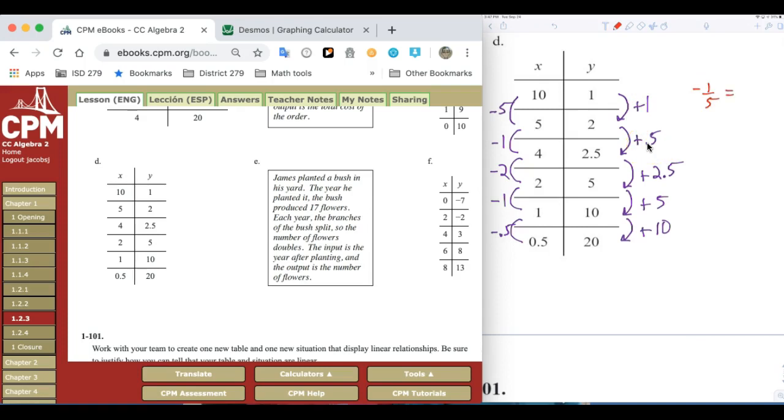This, by the way, is -0.2. And 0.5 divided by -1 is -0.5. 2.5 divided by -2 is -1.25. So these are not all the same. So this would not be linear.